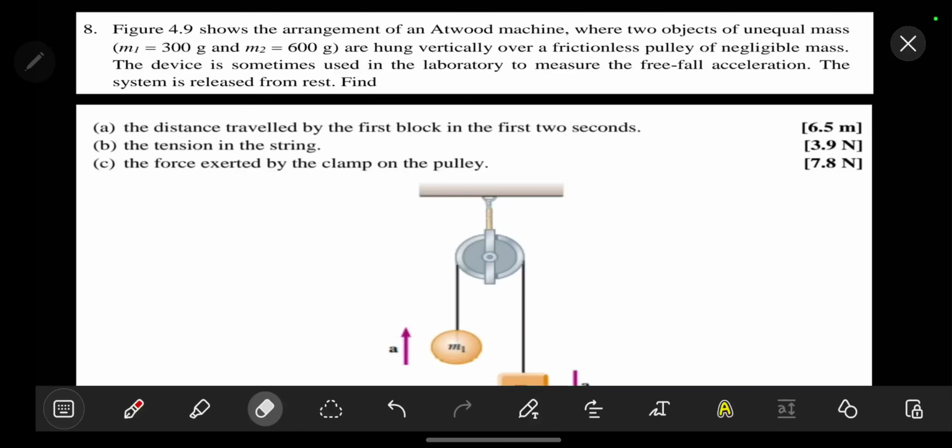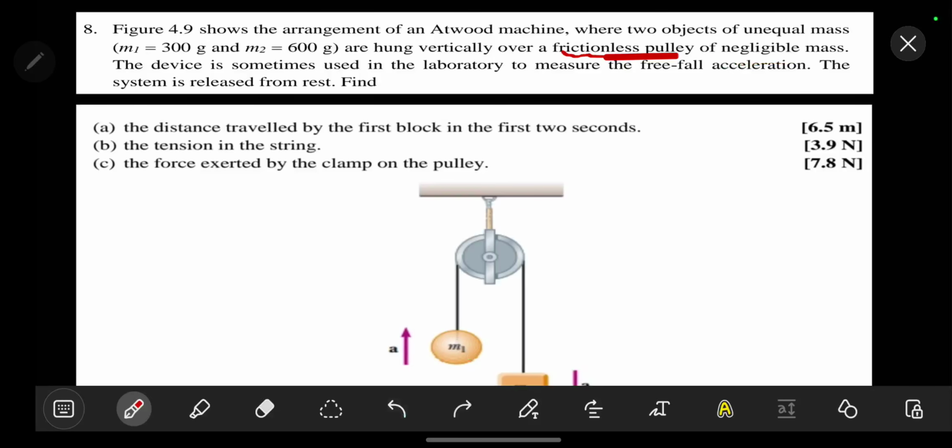So we have this question. Figure 4.1 shows the arrangement of an Atwood machine where two objects of unequal masses, M1 is equal to 300 and M2 is equal to 600, are hung vertically over a frictionless pulley. So remember, it is a frictionless pulley and of negligible mass.